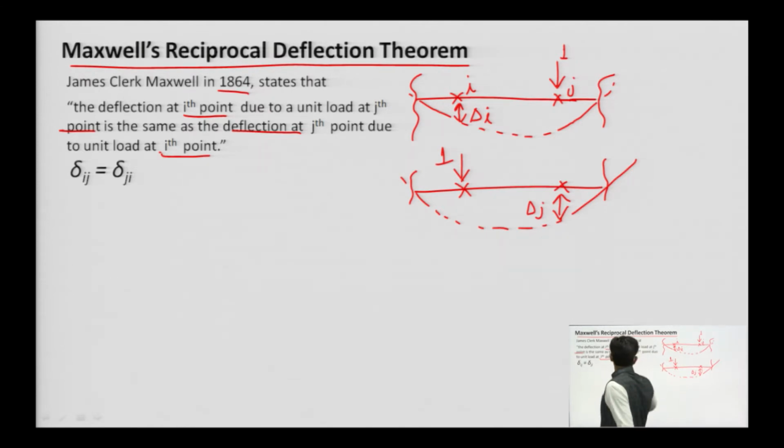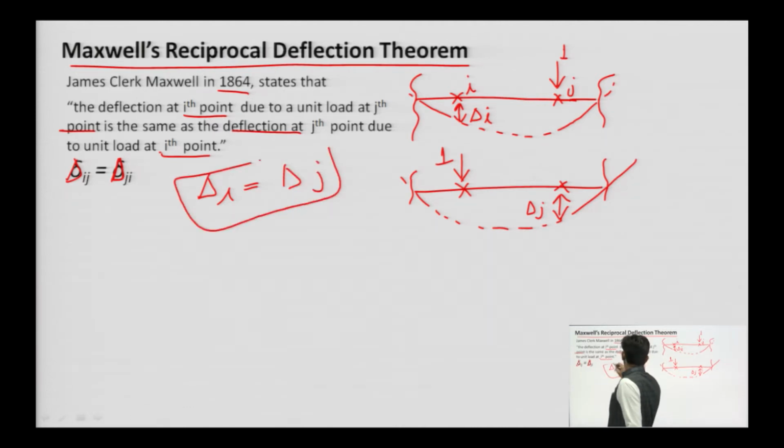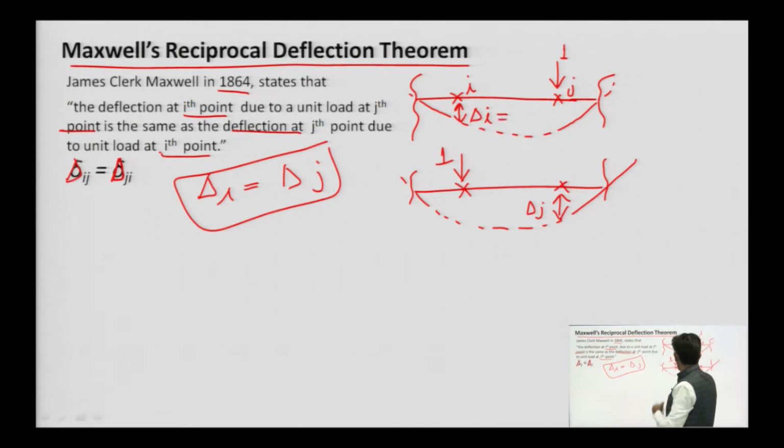delta I is equal to delta j. Let us write delta I j: displacement at I due to unit load at j means delta I j, and this one is displacement at j due to unit load at I, so it is j I. So, this is Maxwell's reciprocal theorem that was proposed in the year 1864.